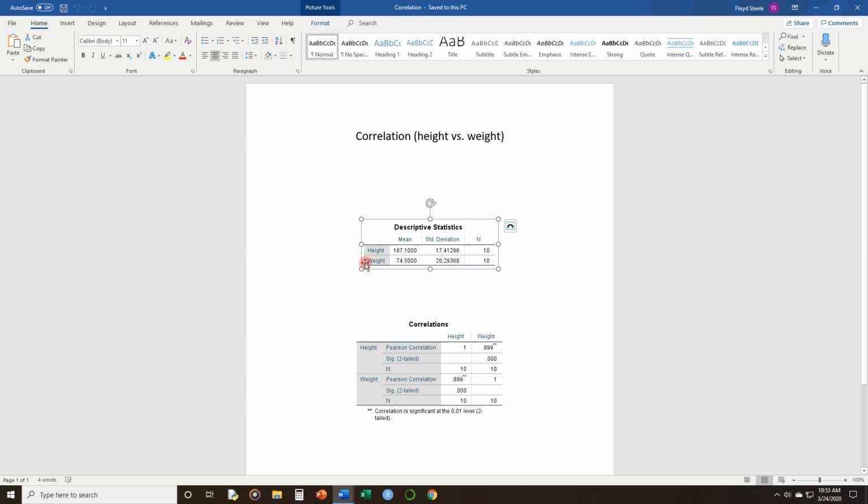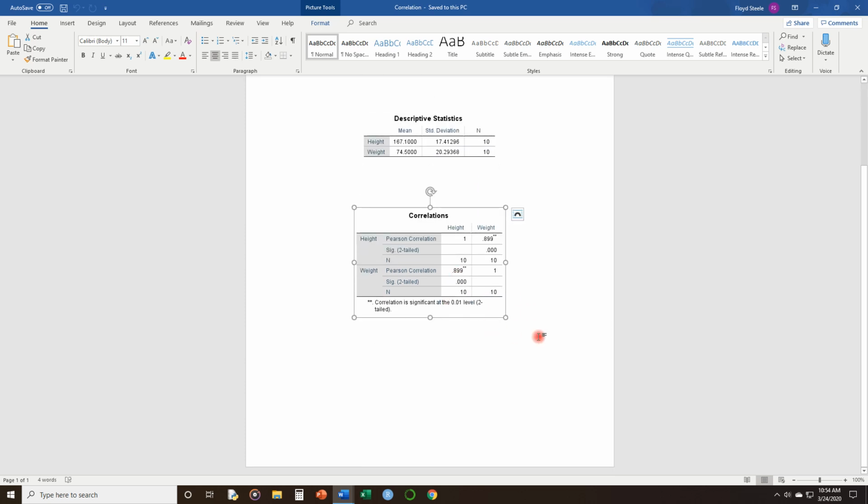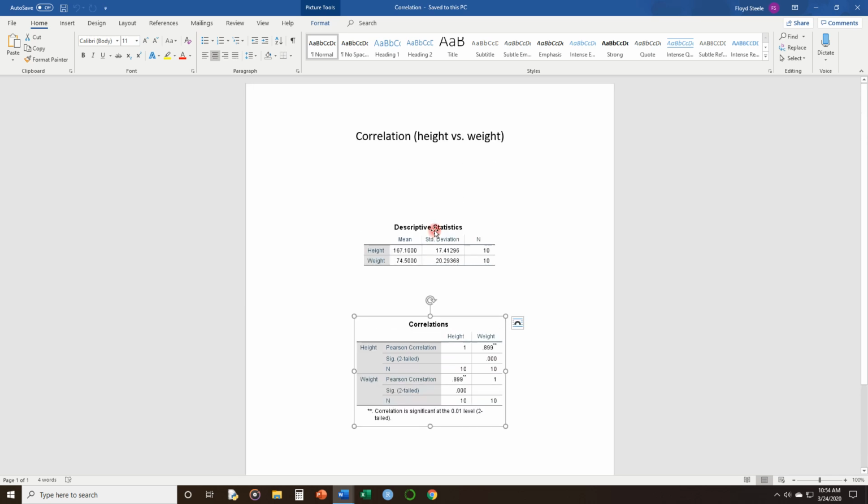Looking at the height and weight features, the thing of interest here is this correlations output. So right here's the Pearson's correlation, that's Pearson's R correlation coefficient. And I said going into this, we would already expect that there probably would be a positive correlation.